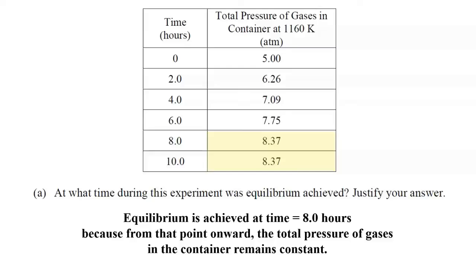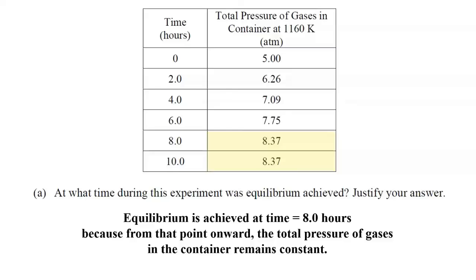Now, it is possible that the reaction did reach equilibrium at a time in between 6 hours and 8 hours, but we don't know exactly when that occurred. So based on the data in the table, from 8 hours onward, the total pressure of gases in the container remains constant. That is how we can establish when equilibrium was achieved according to the data in this table.